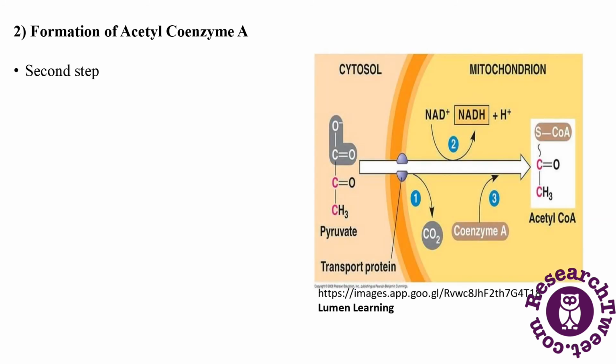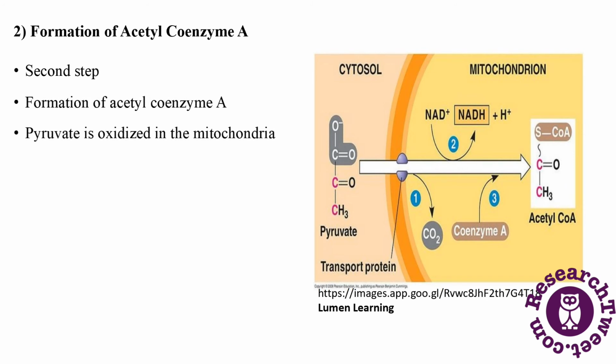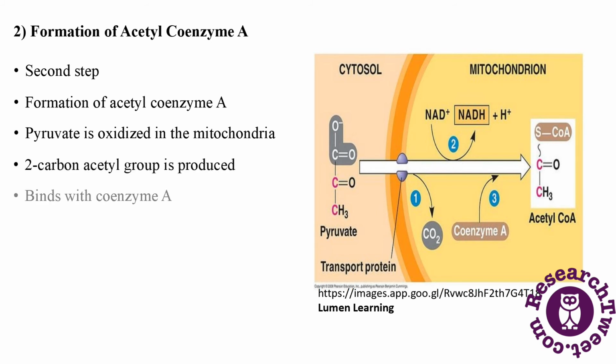Formation of acetyl coenzyme A. The second step in aerobic respiration is the formation of acetyl coenzyme A. In this process, pyruvate is oxidized in the mitochondria and a 2-carbon acetyl group is produced. The newly produced 2-carbon acetyl group binds with coenzyme A, producing acetyl coenzyme A.